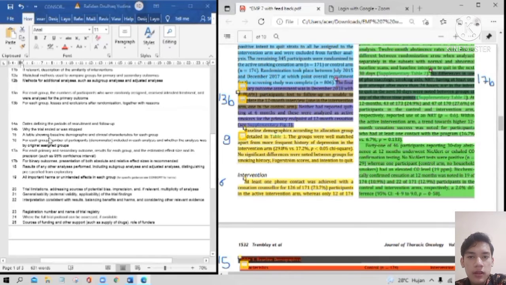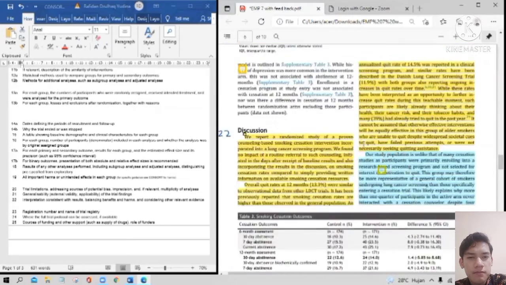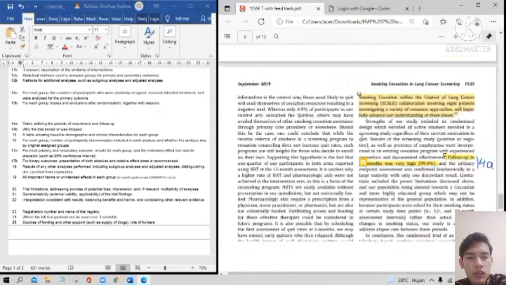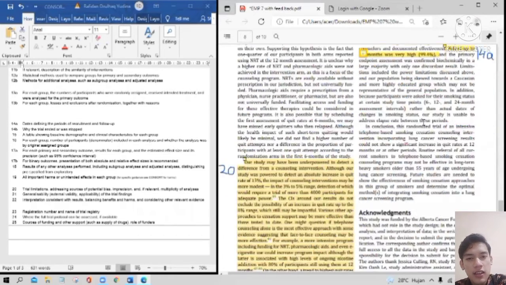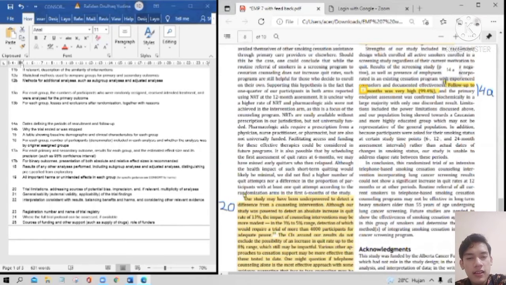And next, for number 14a, that's defining the periods of recruitment and follow up. It is clear because it is written that follow up to 12 months was very high. Where it is, yeah.